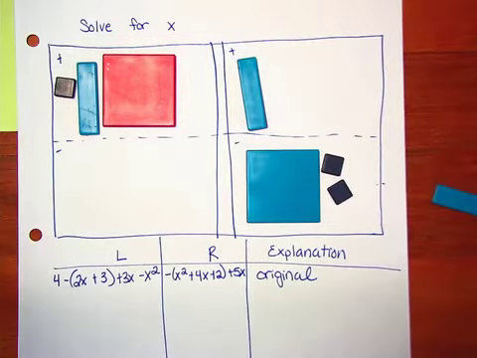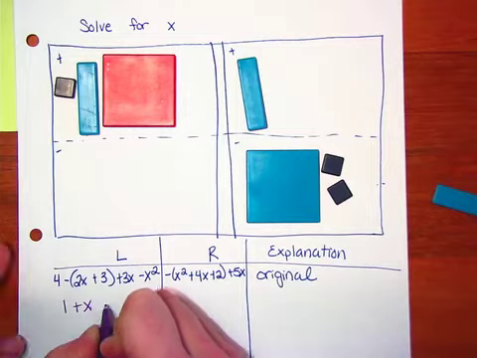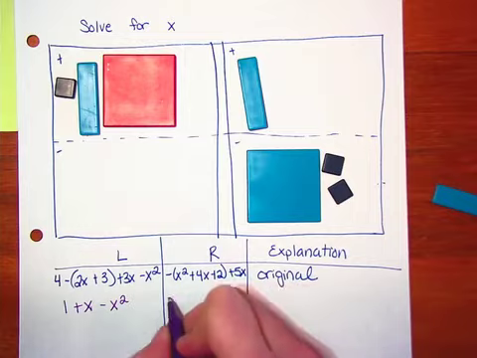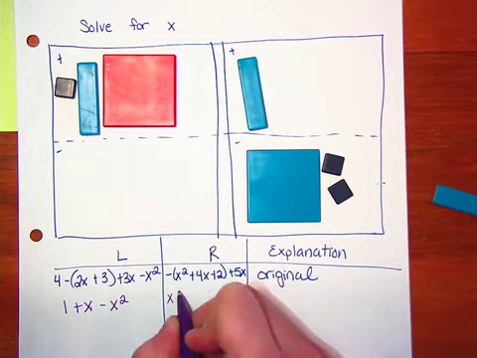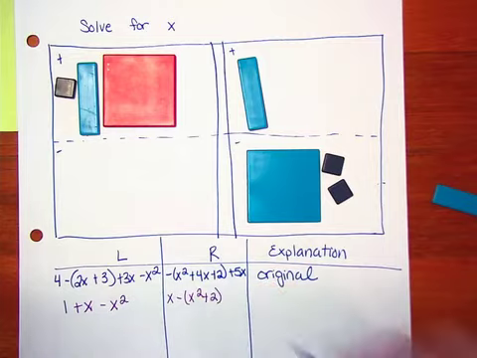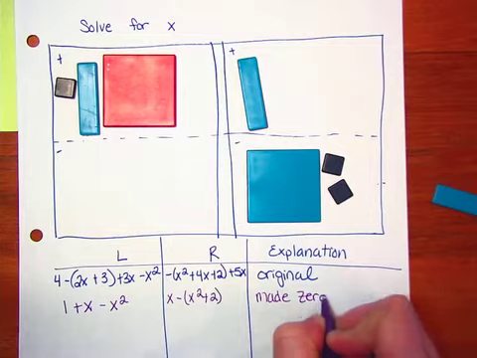So let's record what we have left. We have 1 plus x minus x squared on the left side. On the right we have x minus the group x squared plus 2. And we made the zeros. We removed all zeros.